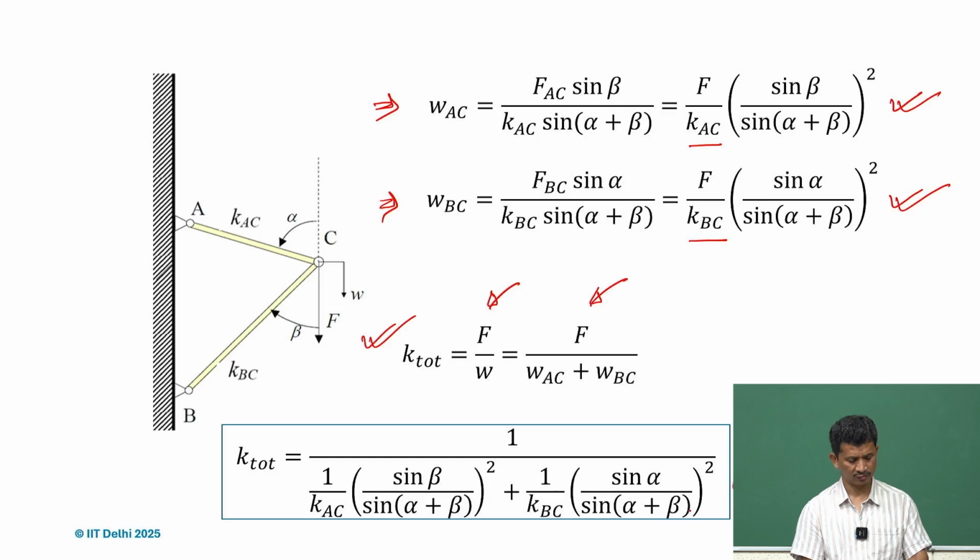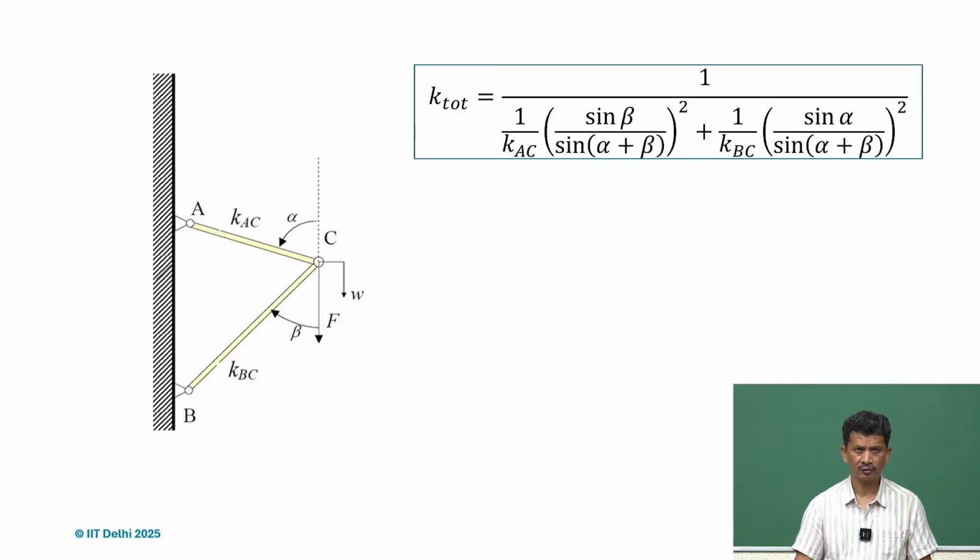If we put everything together, this is the formulation we get, K total: 1 over KAC times sin beta divided by sin alpha plus beta, squared, plus 1 by KBC times sin alpha by sin alpha plus beta, squared. It looks complicated, but for a general configuration this is what we get.